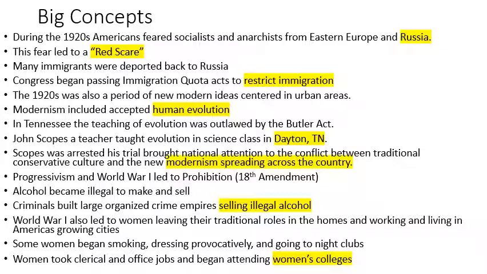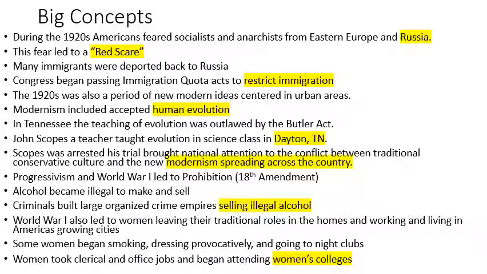The 1920s was a period of new modern ideas centered in urban areas. Modernism included and accepted human evolution. In Tennessee, the teaching of evolution was outlawed by the Butler Act. John Scopes, a teacher, taught evolution in a science class in Dayton, Tennessee to challenge the Butler Act. Scopes was arrested. His trial brought national attention to the conflict between traditional conservative culture and the new modernism spreading across the country.